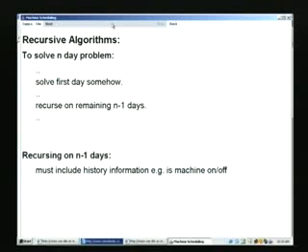Now, unfortunately, recursing on n-1 days will depend upon what happens on the first day. So say, for example, if the machine has been switched on the first day, then when I recurse, this information is very useful to me. If the machine is on, then in the first day of the recursion, I don't have to pay the startup cost. So our recursion must somehow include additional history information. The most natural way of doing this is to generalize our problem. So let's see that.